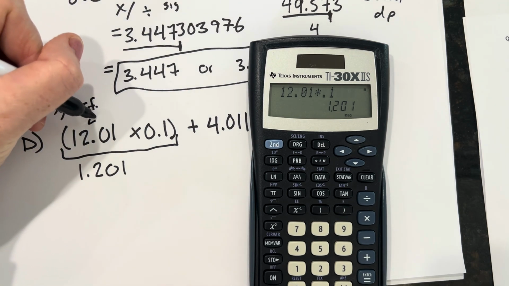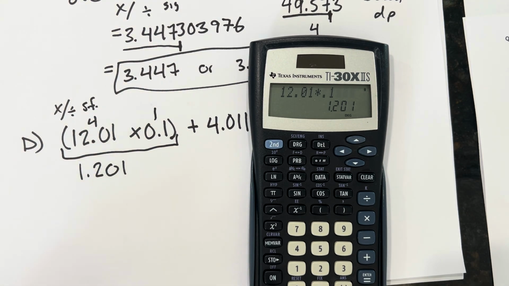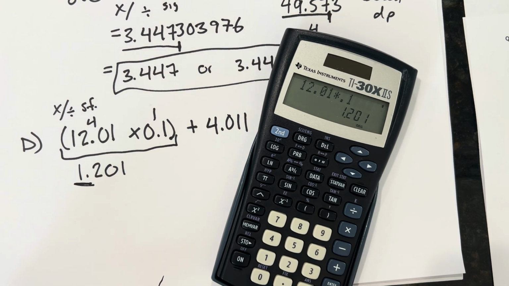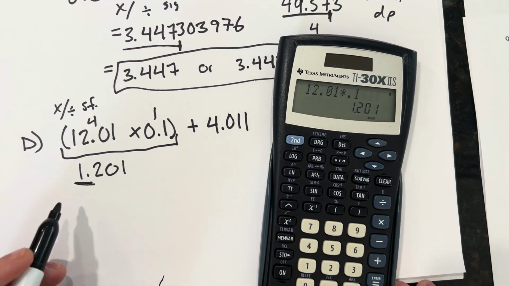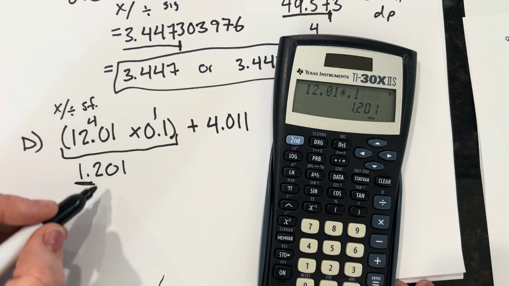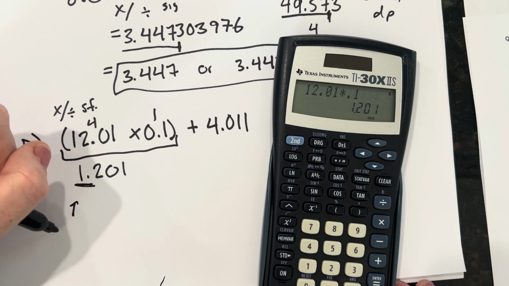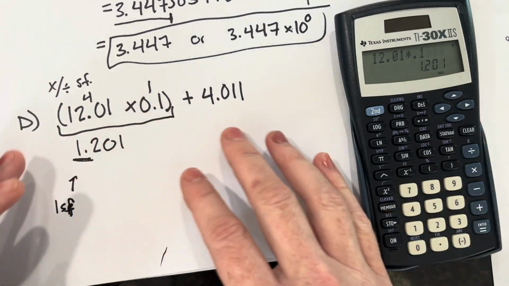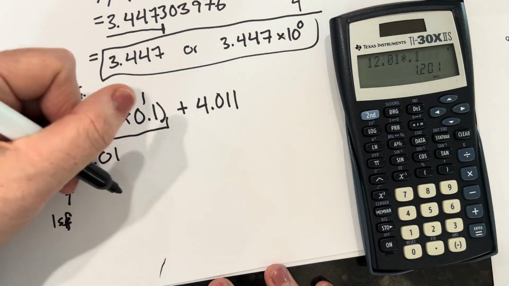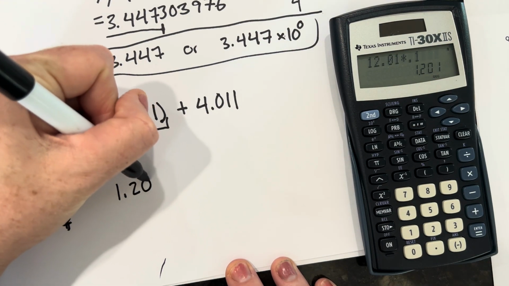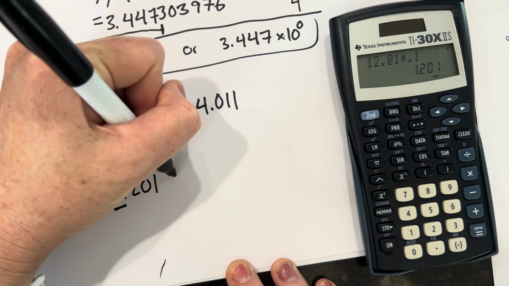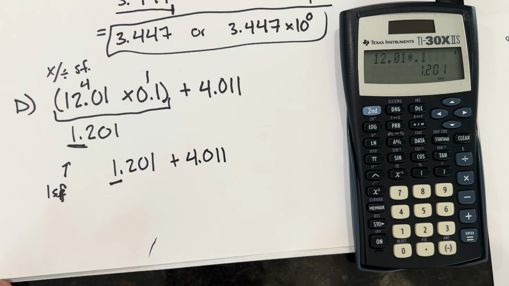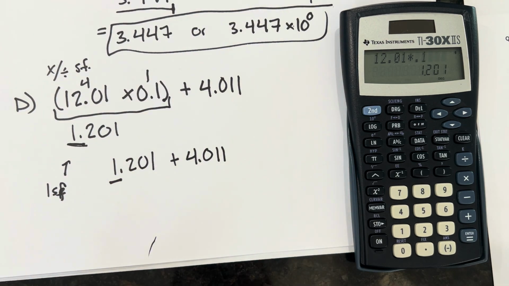This had 4, this had 1, so what's smaller, 4 or 1? Hopefully you agree, 1. We underline that 1. Okay, so we underline this 1 because it only has 1 sig fig. If we were to rewrite this problem, just to make sure, we have 1.201 with 1 sig fig plus 4.011.